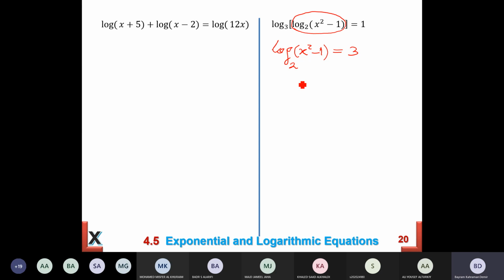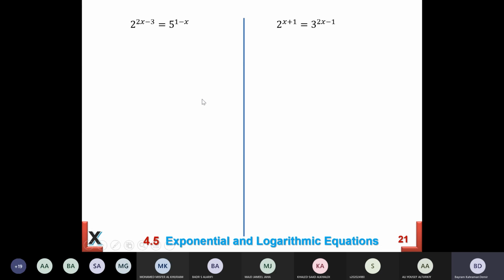Right? After that, another basic logarithm property we need to use. x squared minus 1 equals 2 to the power of 3, which is 8. So x squared is 9. So x will be equal to positive or negative 3. All right, so let me see, guys, if you have any questions.